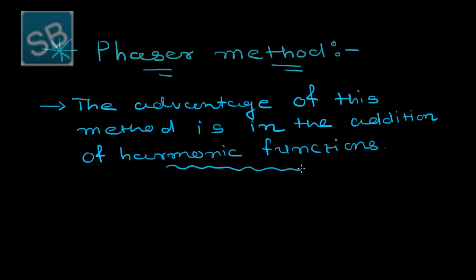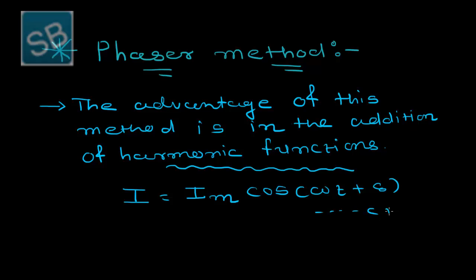So which kind of functions are considered as harmonic functions? For example, I am giving you a current as a harmonic function with a magnitude Im and the angular or the phasor quantity omega t plus delta. So this is equation number 1, and such kind of function is known as a harmonic function because it consists of magnitude as well as this phase.